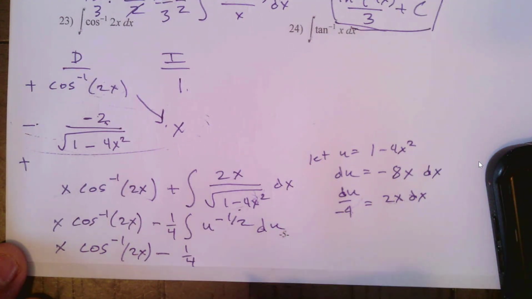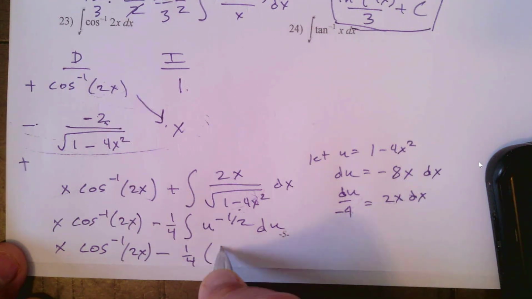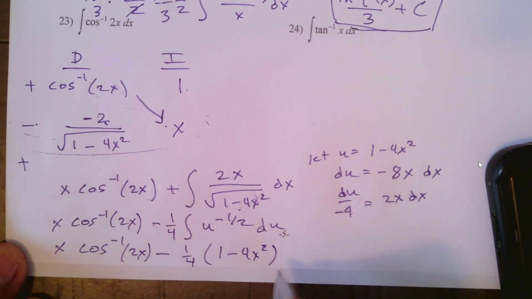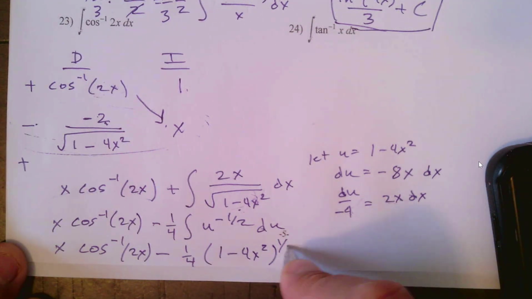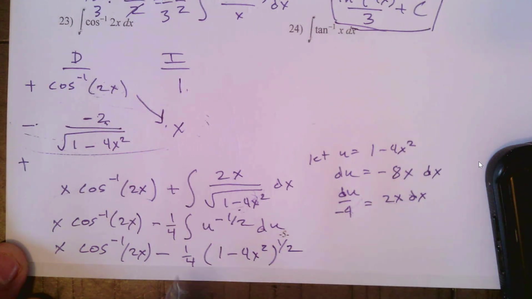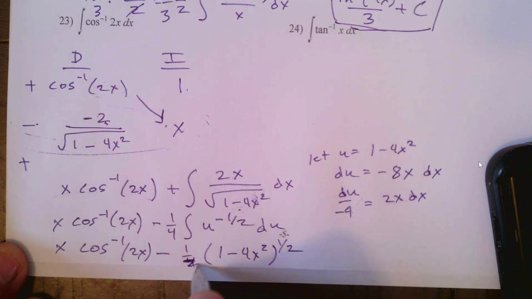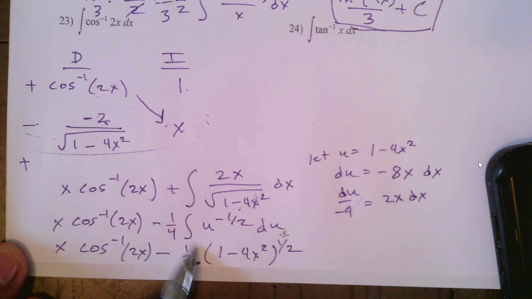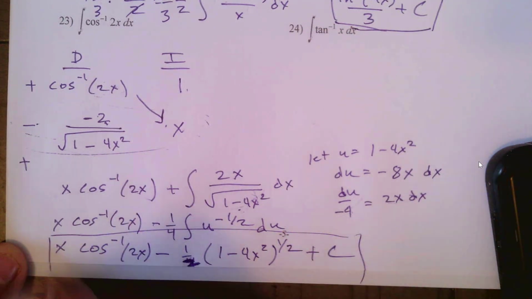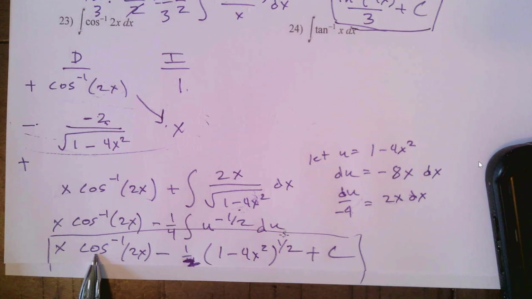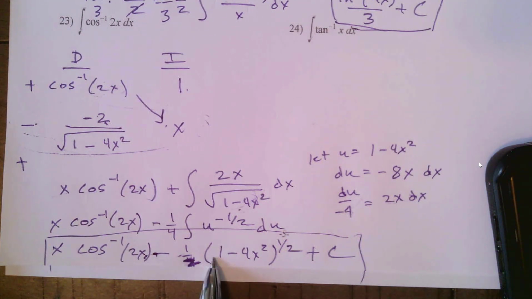Minus 1/4. This is going to get bumped up: 1 minus 4x squared. Raise this up by 1, so it's going to become a half. We're going to divide by half, which is the same as multiplying by 2, so actually we can put a 2 out here. So this becomes a negative 1/2 out in front instead of negative 1/4, plus c. And there we go. There's our final answer: x inverse cosine 2x minus 1/2, and then our 1 minus 4x squared, that was our u, raised to the 1/2, plus c.